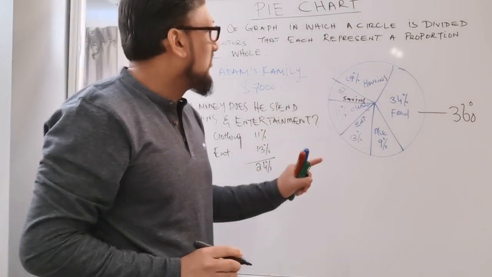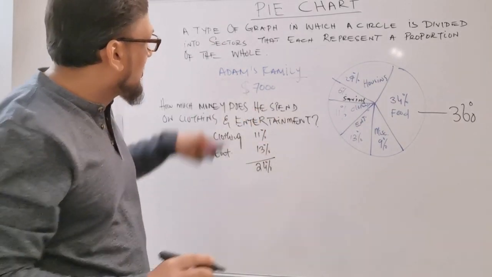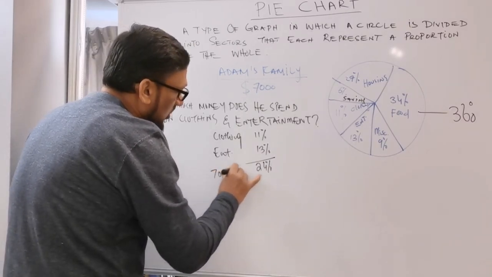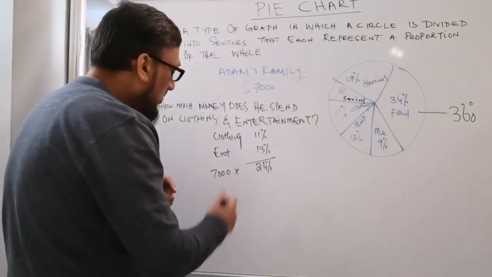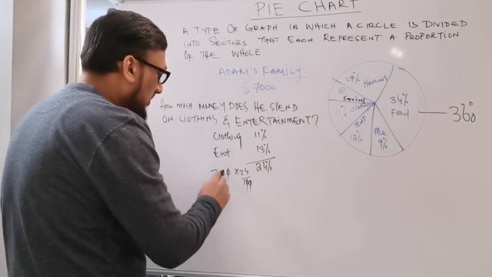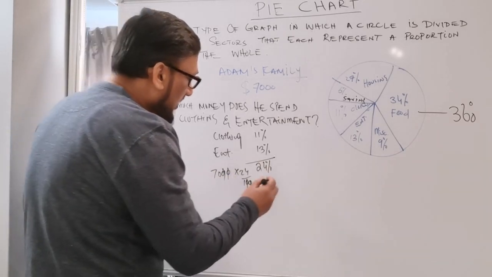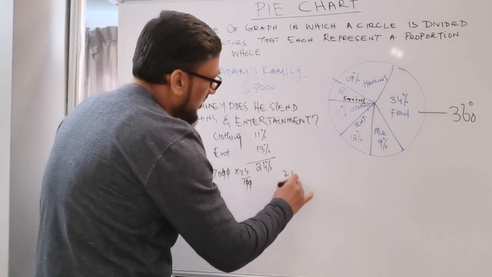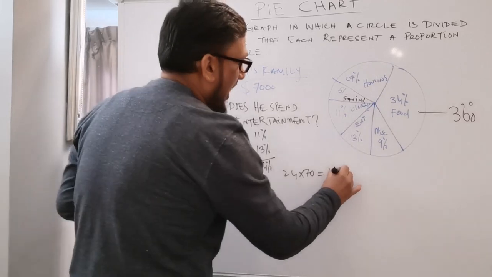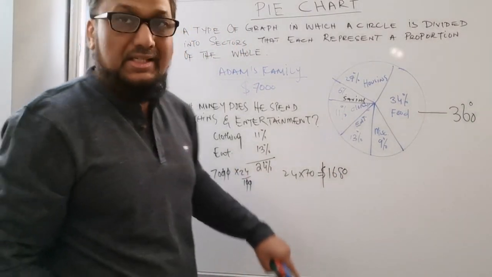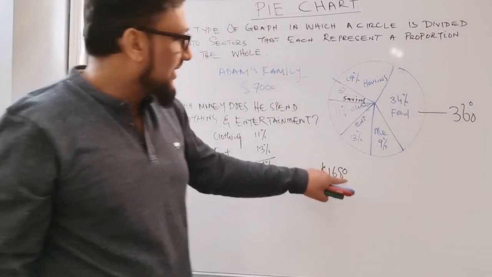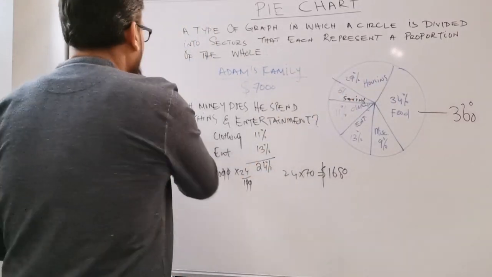Very easy. What you do is take the total, which is $7,000, times 24%. 24% means 24 divided by 100. So the zeros cancel, and it means 70 times 24, which is 168, and you need to add a zero. So Adam's family is spending on entertainment and clothing altogether $1,680.